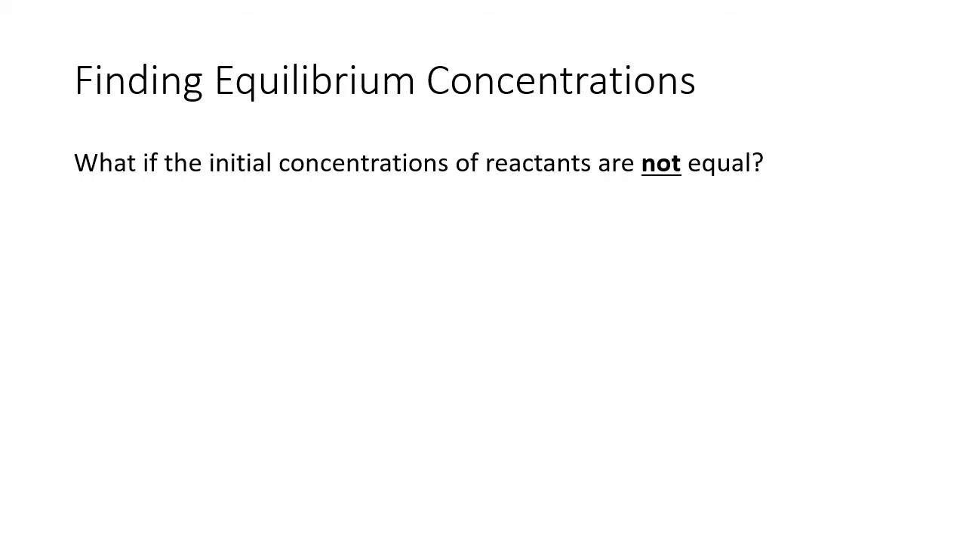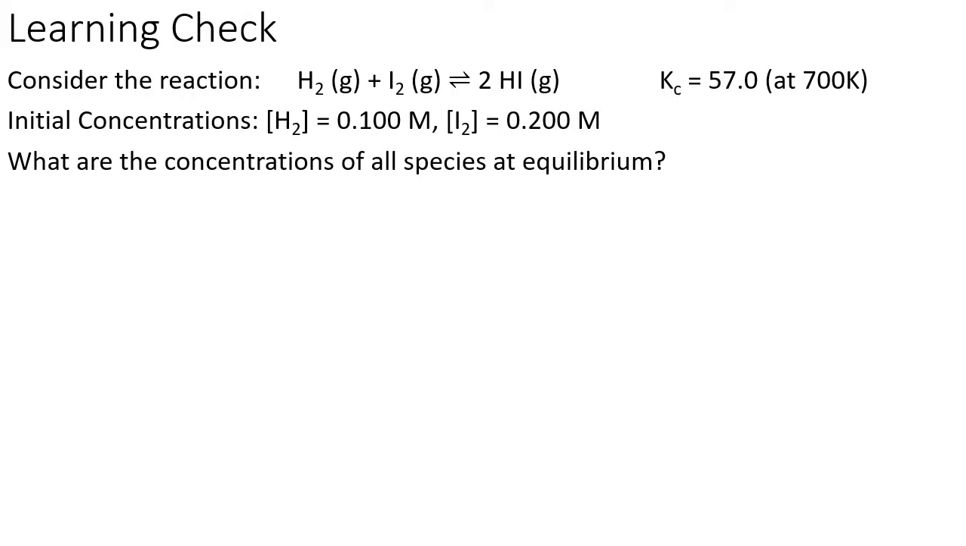In this video, we're going to look at some other examples of calculating the equilibrium constant K sub C. In both of our previous examples, the starting concentration of the reactants were the same, but what will happen if the initial concentrations of our reactants are not equal? Consider the reaction, hydrogen plus iodine forming 2HI.